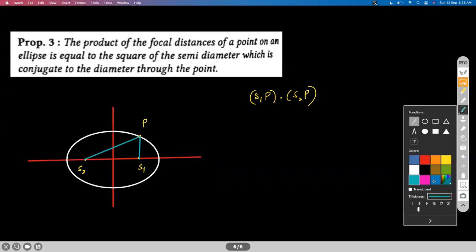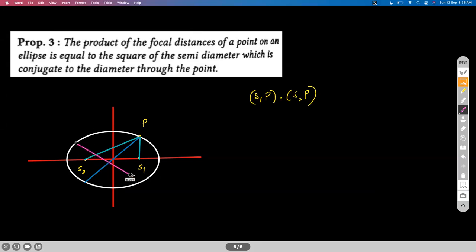Now let's say I draw a diameter passing through P. Okay. So one diameter passes through P. That means P is one of the vertices of a diameter. And let's say the pink one happens to be the conjugate of it. Okay. So the blue and the pink ones are conjugate of it. Okay. So let me write it like this.